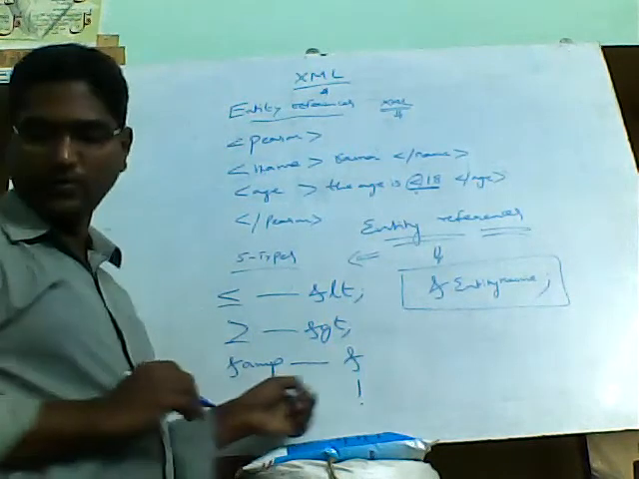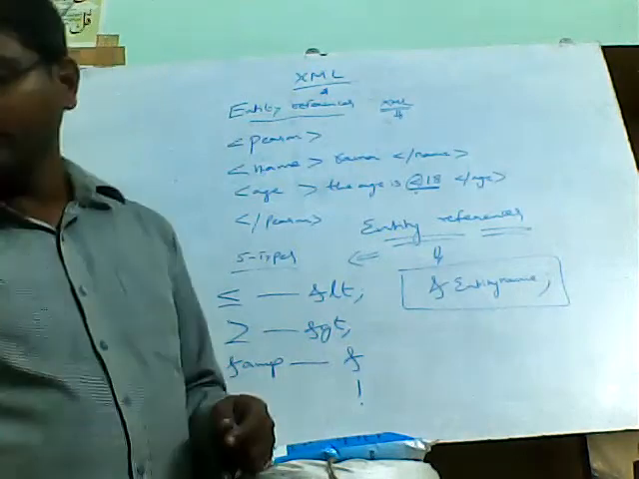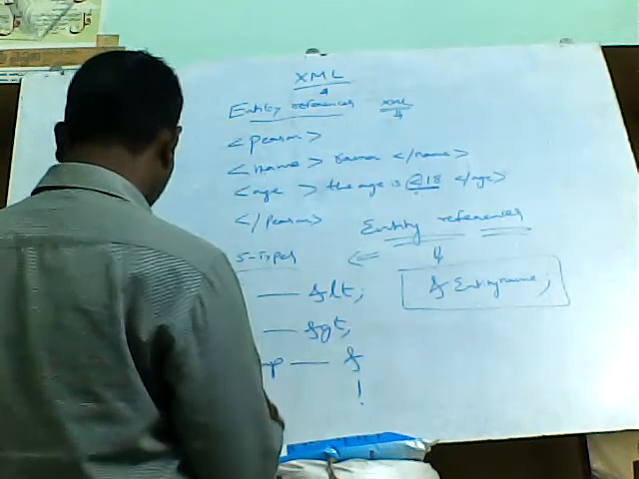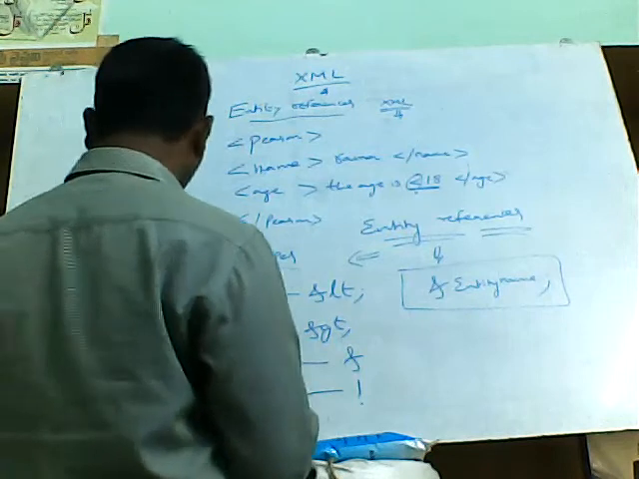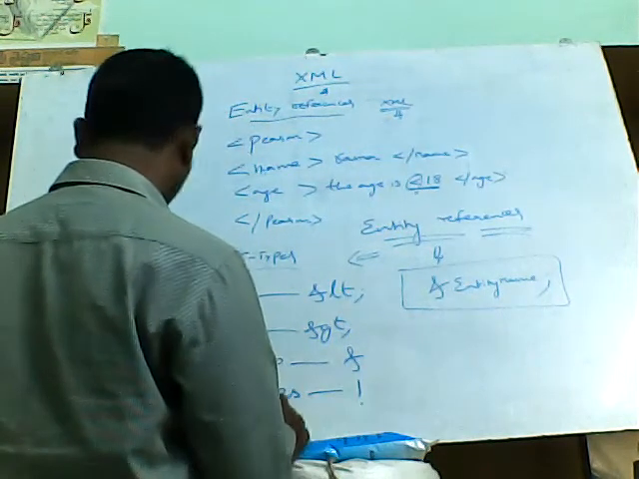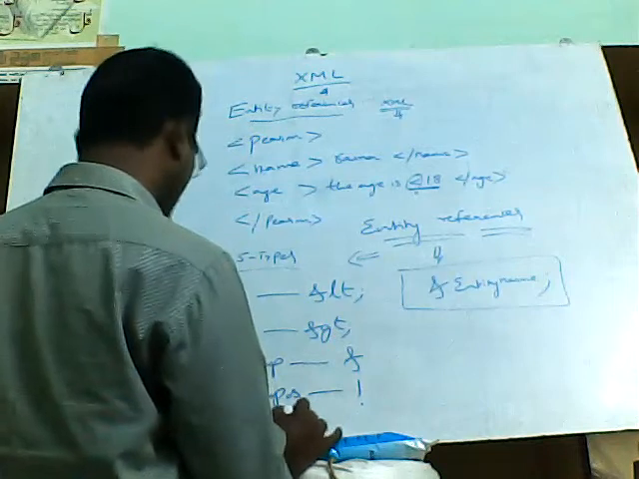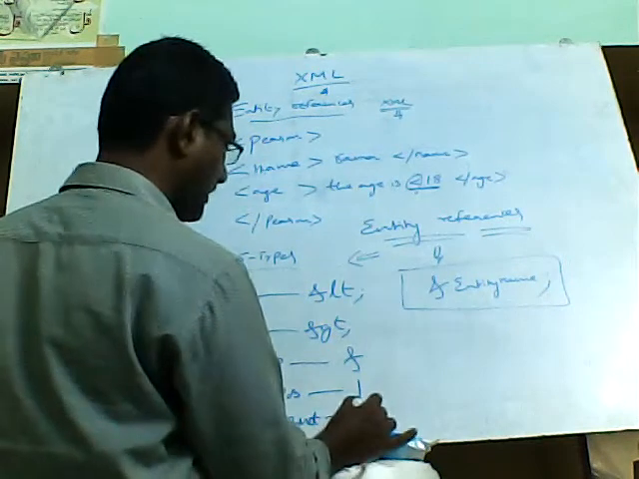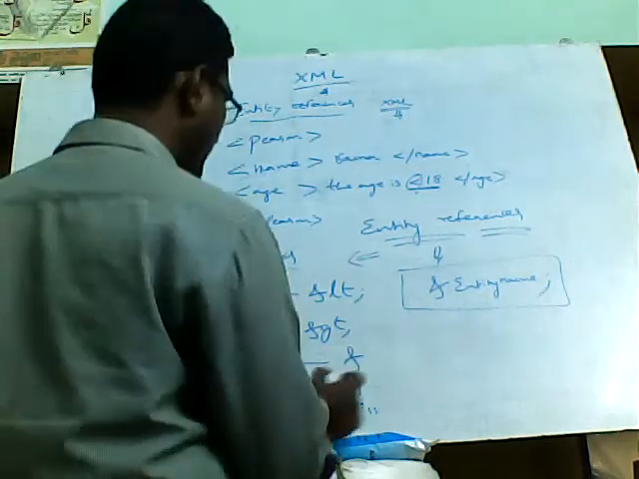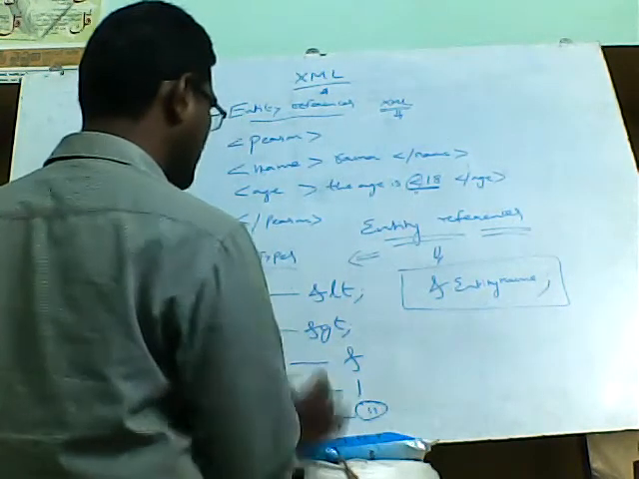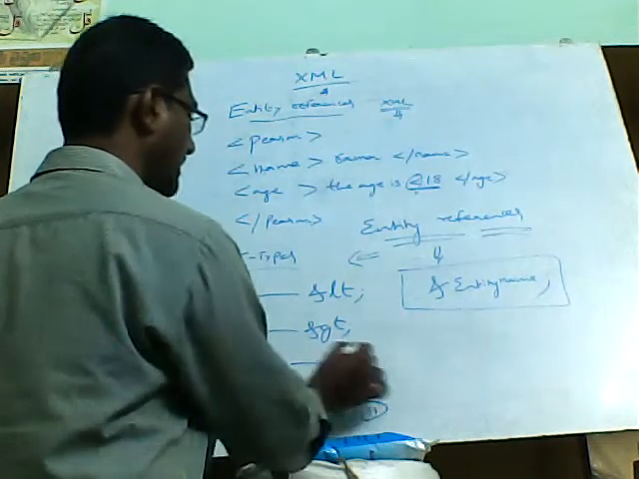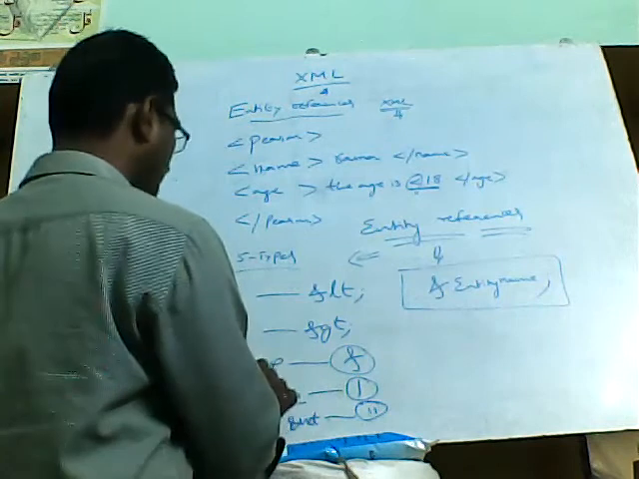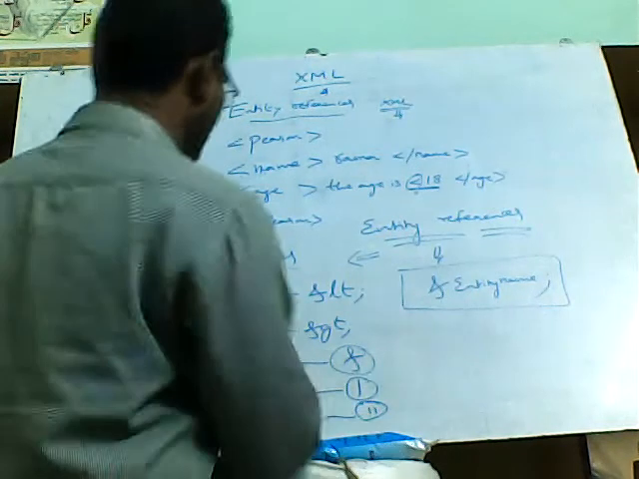If you want, you can go with some more entity references. Ampersand APOS is for apostrophe. Next, ampersand QUOT is for double quotations. And for the ampersand symbol itself, you write ampersand AMP.